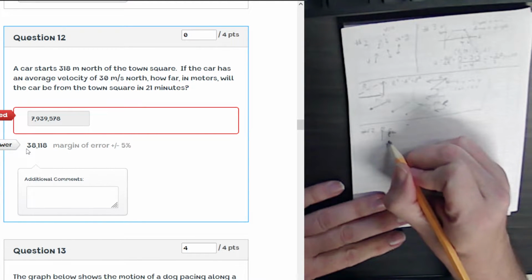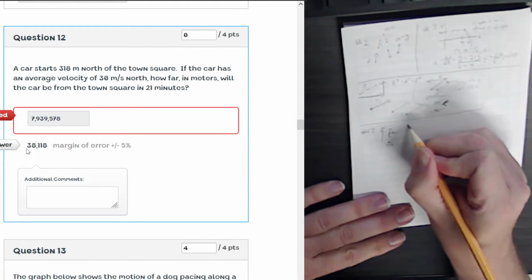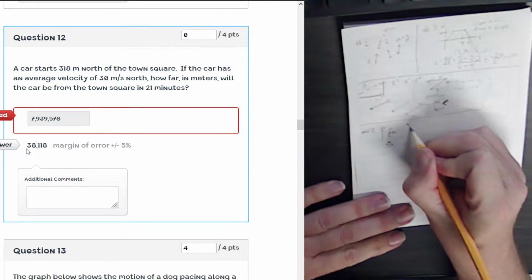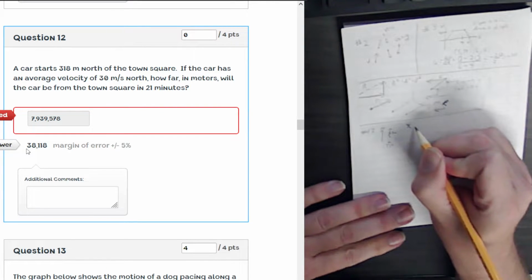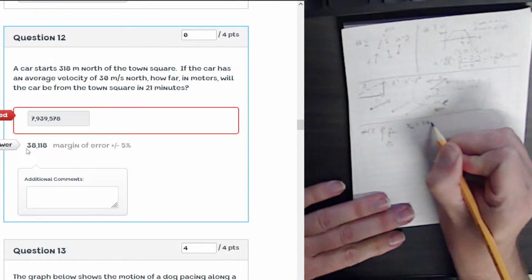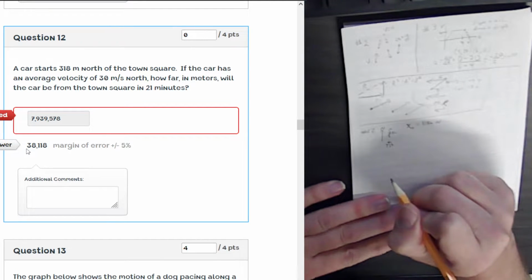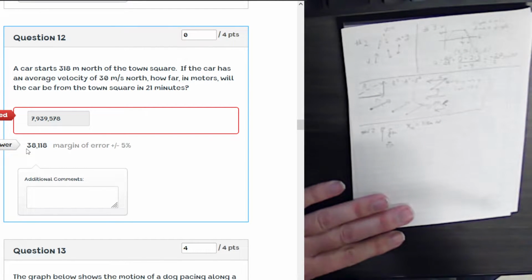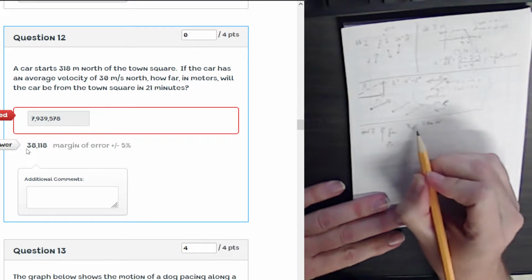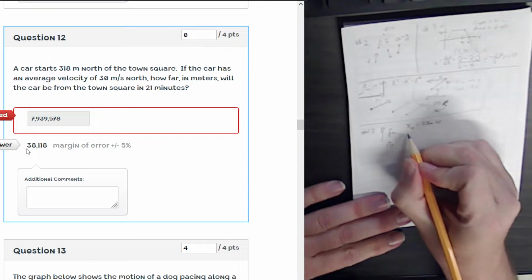Okay, so let's write down what we know, what we're looking for. So if the town square is our origin, 0 kind of gives that to us. Our car starts, we could say x. It initially starts 318 meters north of the origin. So remember, all vectors have magnitude and direction. Although direction doesn't seem like it's going to play too much into this since it's all north.